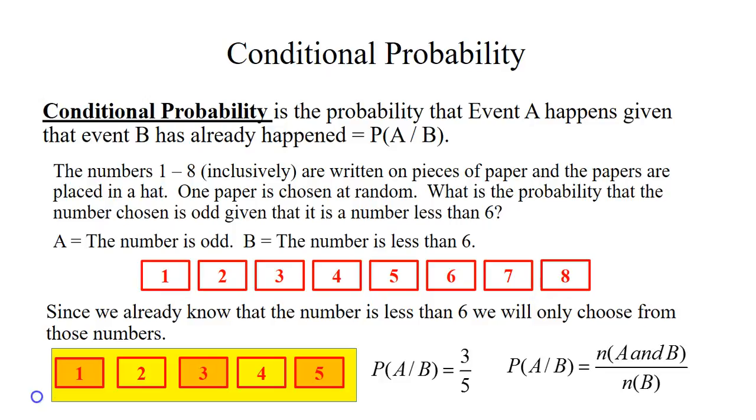The number of elements in set B are the number of elements that are less than 6. And that's 1, 2, 3, 4, and 5. So there are 5 of those. So all we have to do is divide 3 by 5.